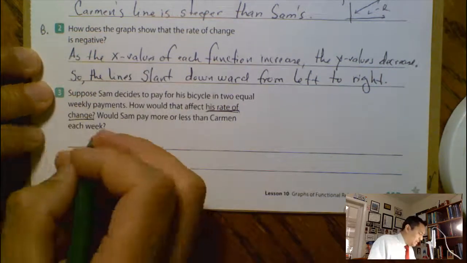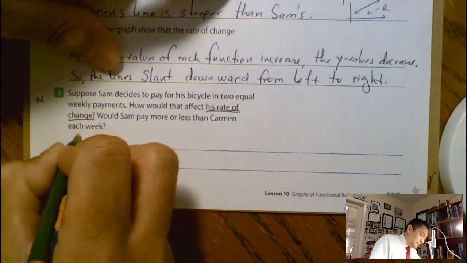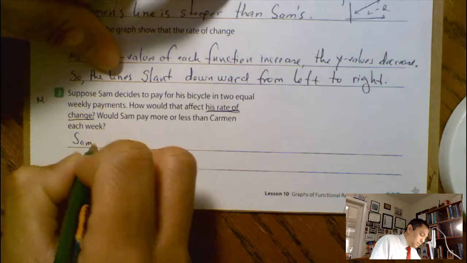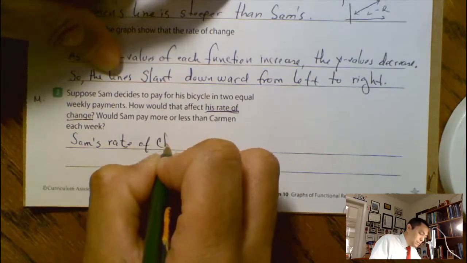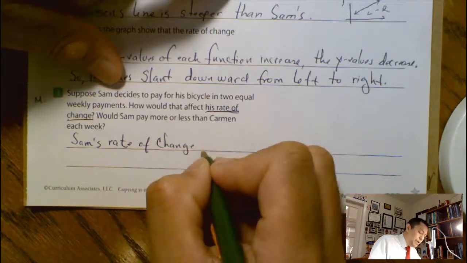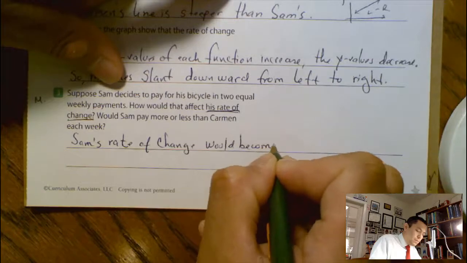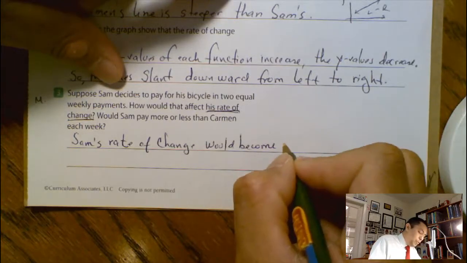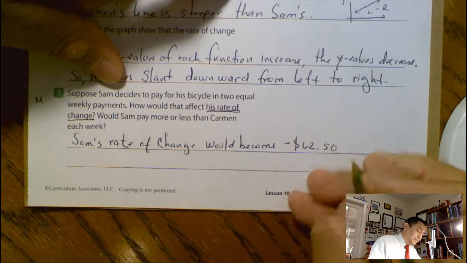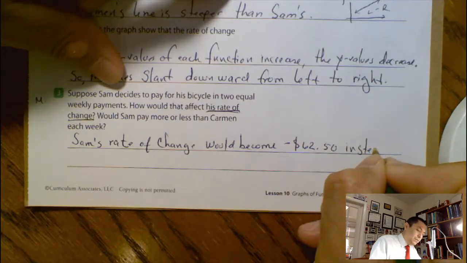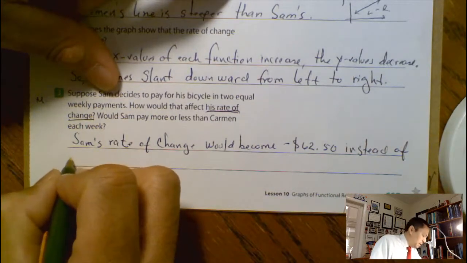In this case, we're going to have that Sam's rate of change will become 62.50 instead of the $25.